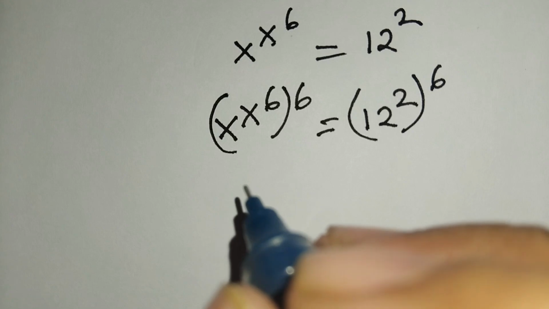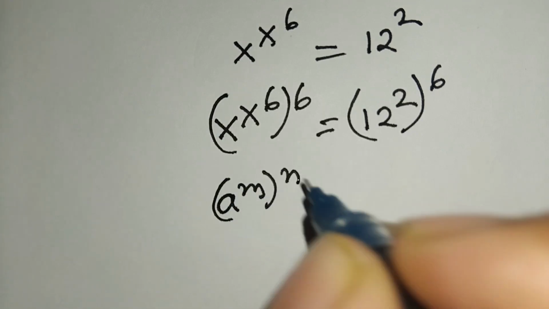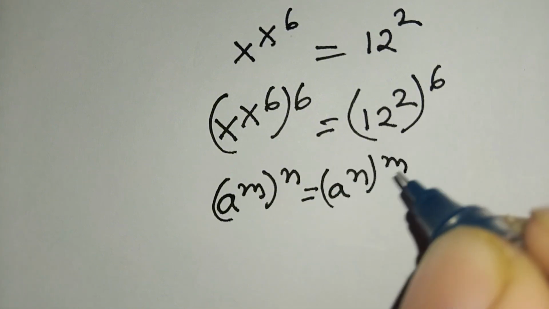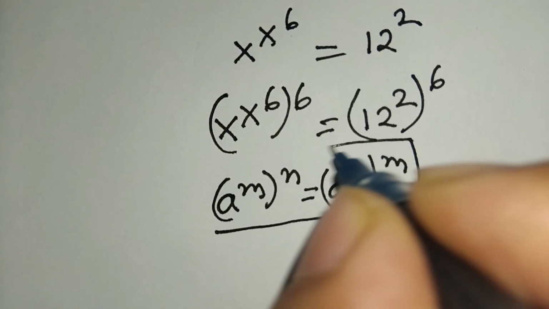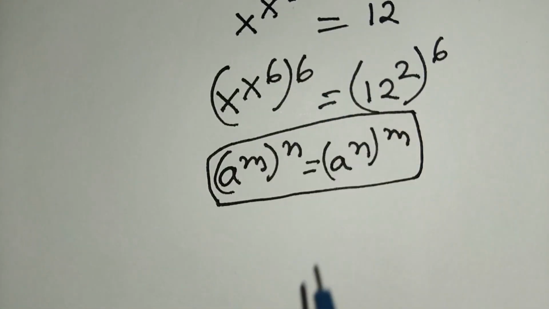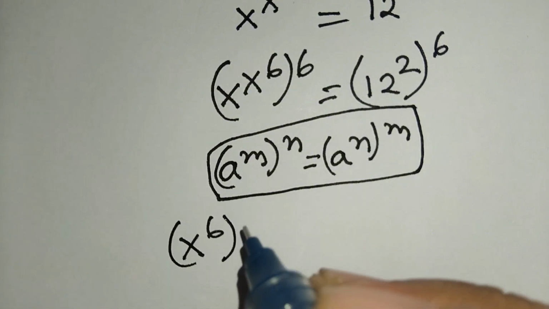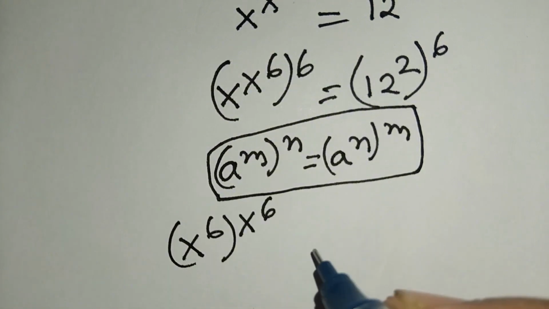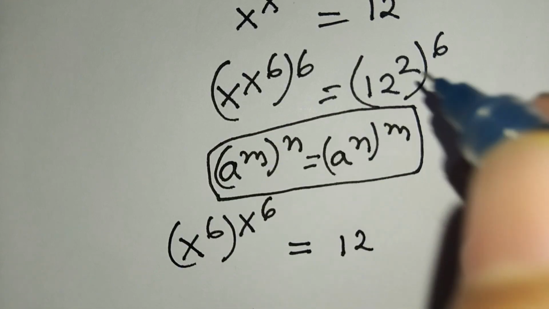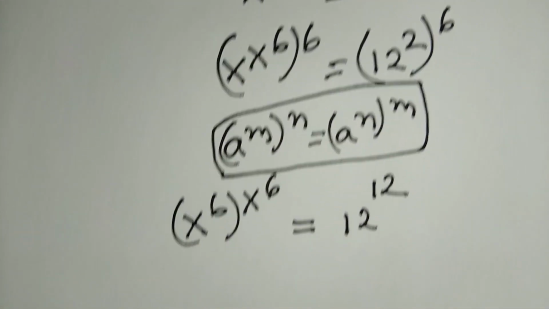We know a math formula which is (a to the power m) whole power n is equal to (a to the power n) whole power m. According to this formula, we can write the left side as (x to the power 6) whole power 6, which is equal to 12 to the power 2 times 6, that is, 12 to the power 12.